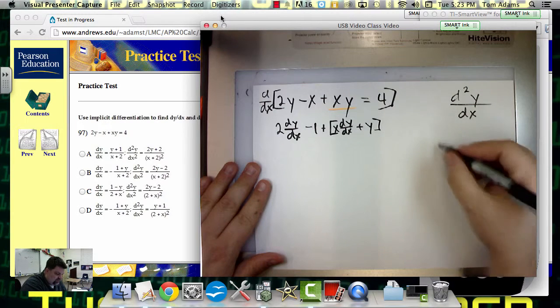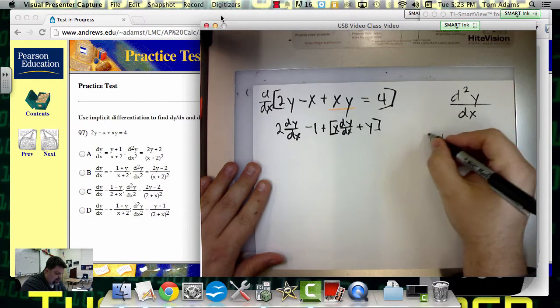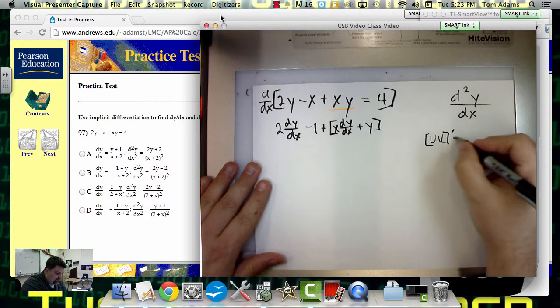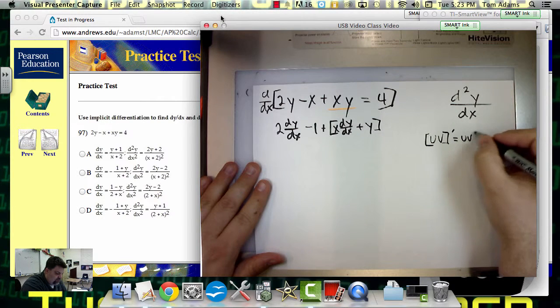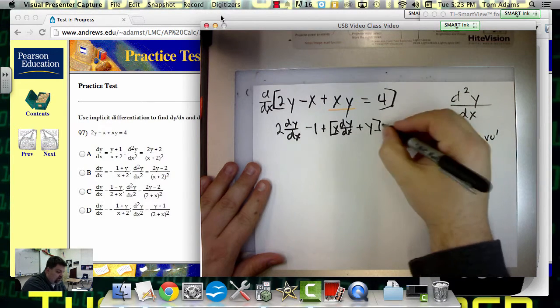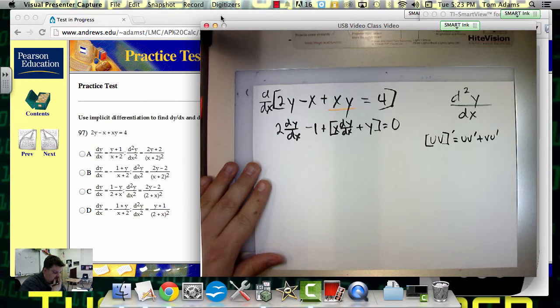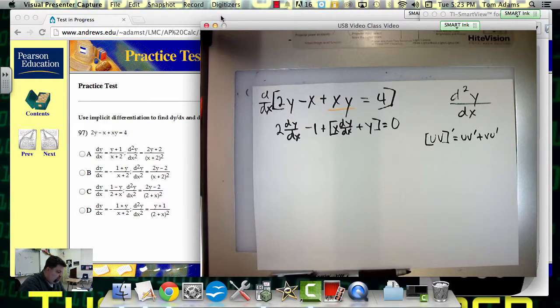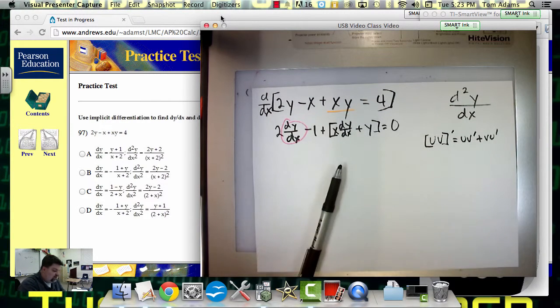Right? So if you guys don't remember, if I wanted to take the derivative of this, what I did is I said uv prime plus vu prime, basically. Okay, that's the product rule. And so now the derivative of 4 is 0, and I'm all done. So we want dy dx, so we're going to isolate that or get it by itself. Oh, wait, I got another one over here.